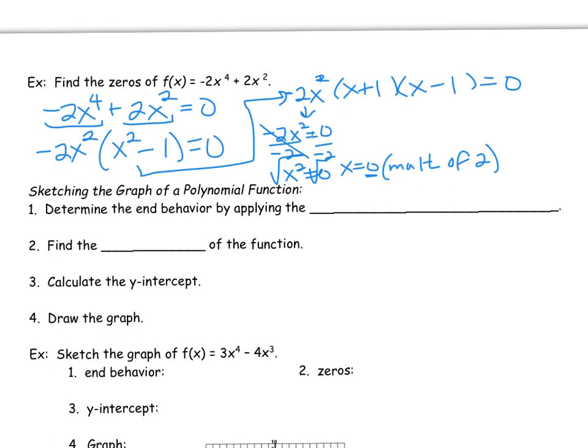All right, let's go on to the next one. The next two are pretty easy. If we set x plus 1 equal to 0, it'll cross the x-axis at negative 1. There's an answer.